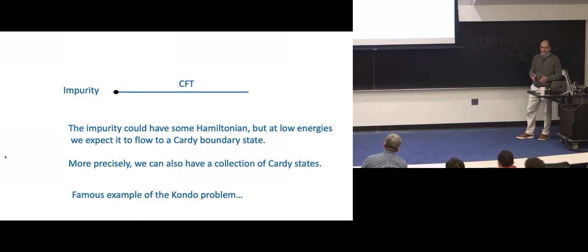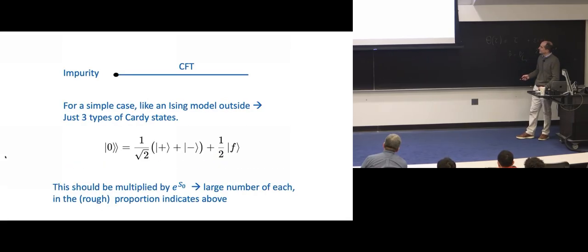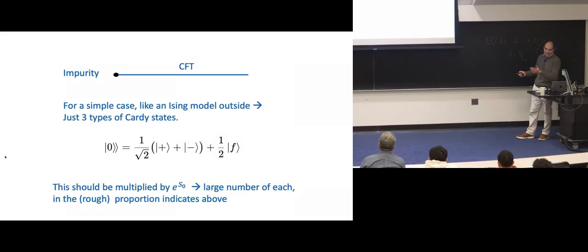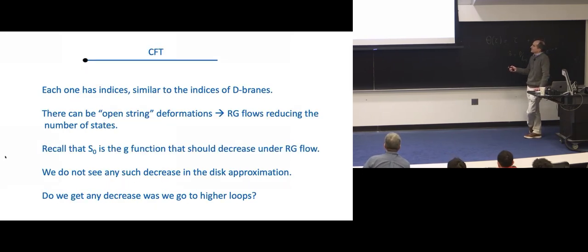That would be the most obvious expectation for the case of, for example, when we have Ising outside. So for example, in this simple case of Ising, we start with this, all multiplied by e to the S0. It means we have some kind of Chan-Paton factors for each of them. So it has indices; each of the boundary conditions has some index, right? Each plus has a bunch of indices, minus a bunch of indices, and so on. And so it's similar to the indices of D-branes.